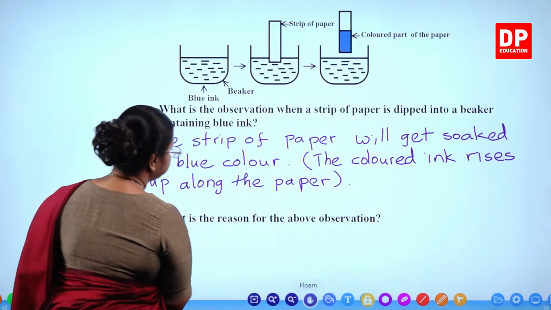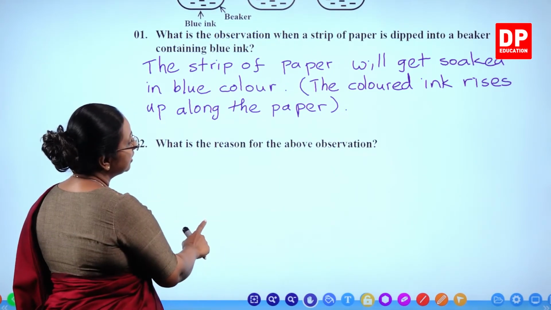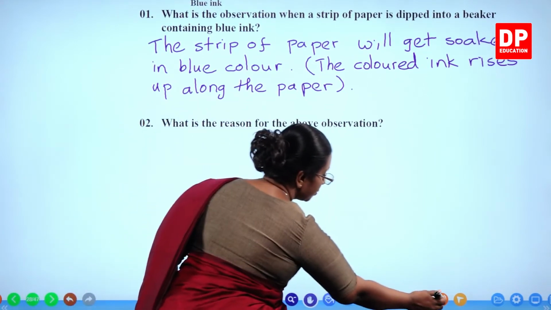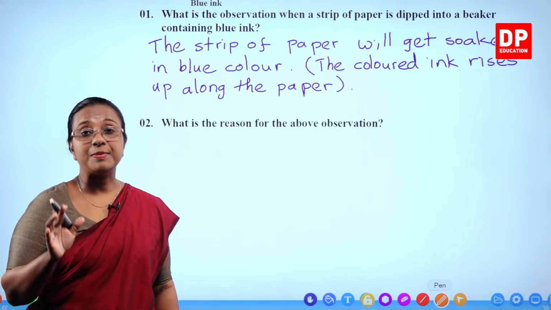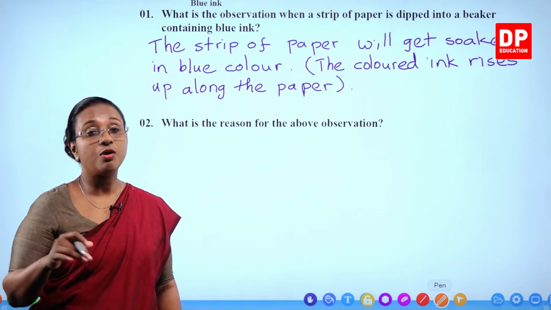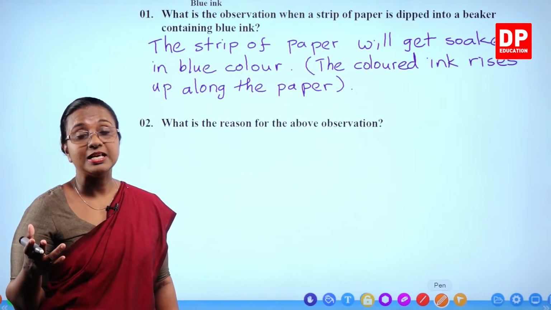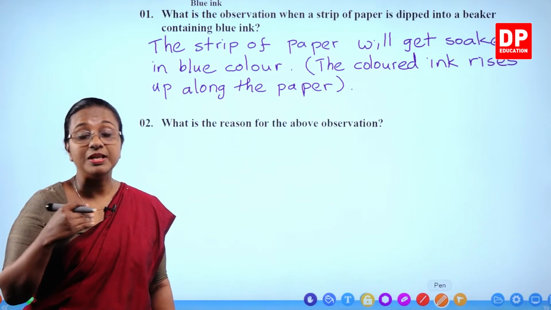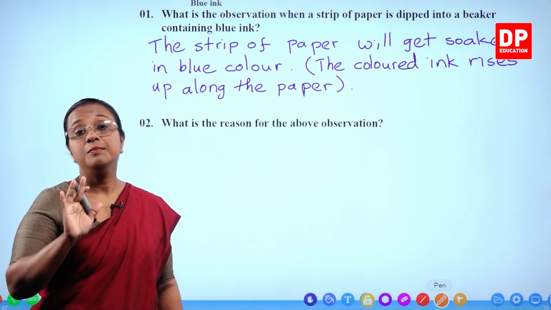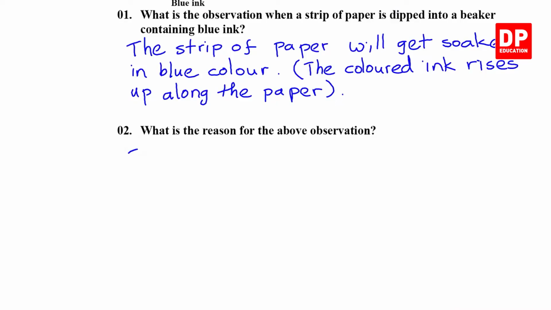Then the second question: what is the reason for the above observation? The strip of paper is made up of particles, or it is discontinuous. Blue ink is also particulate in nature. So the ink particles rise up through the spaces between the paper particles. That is what you have to say.